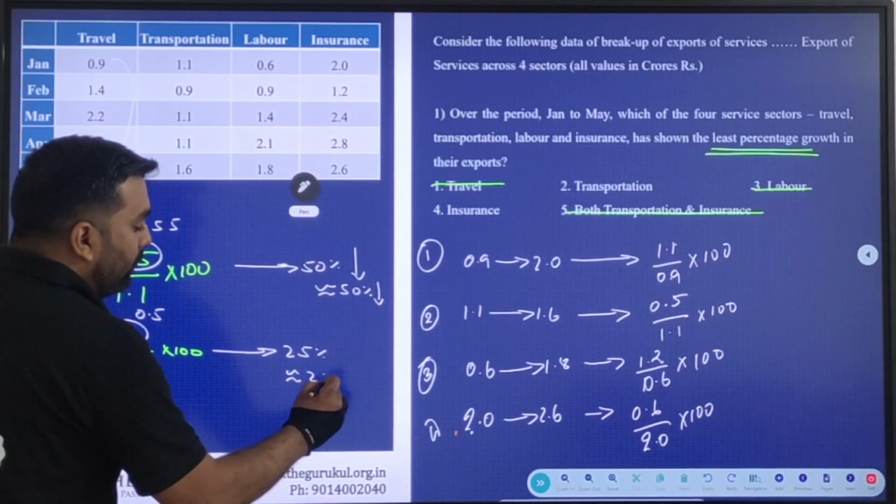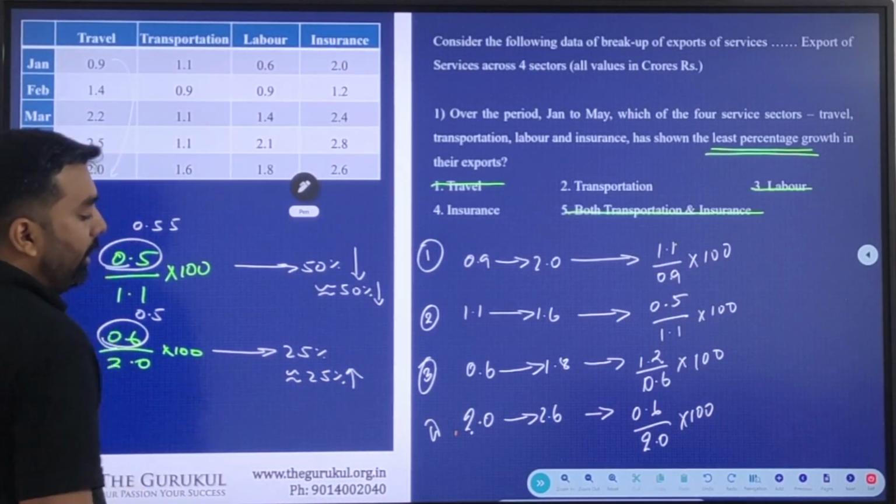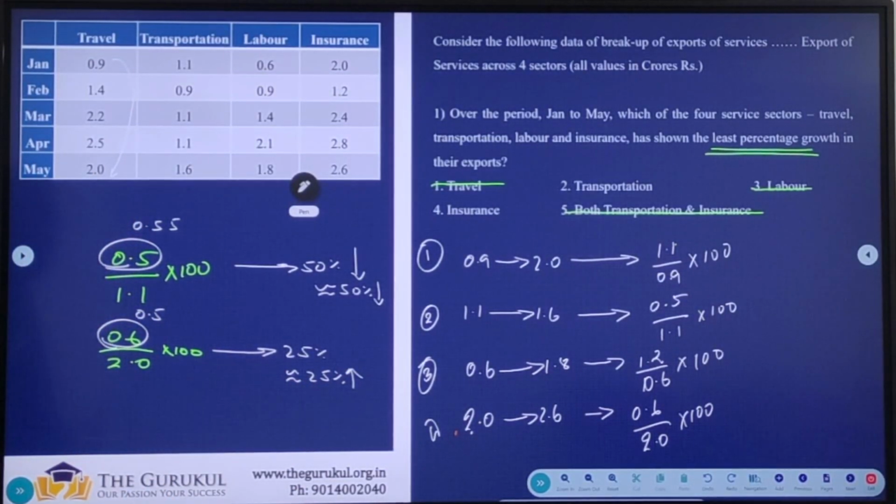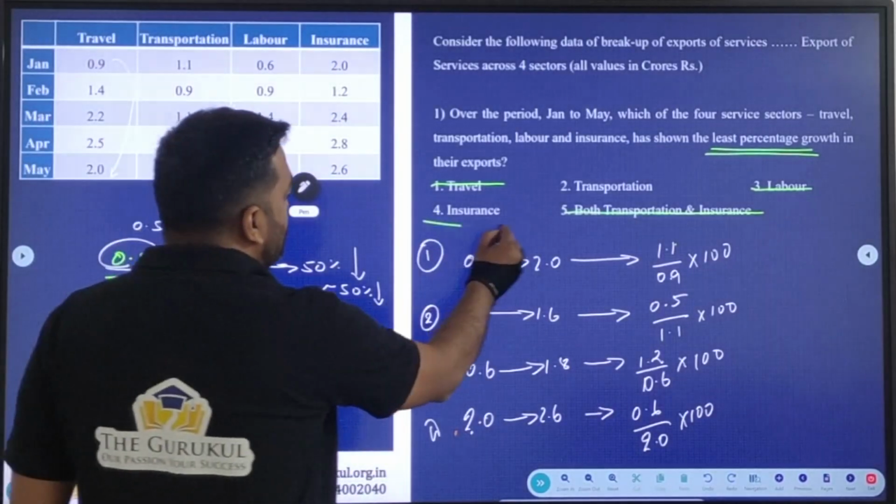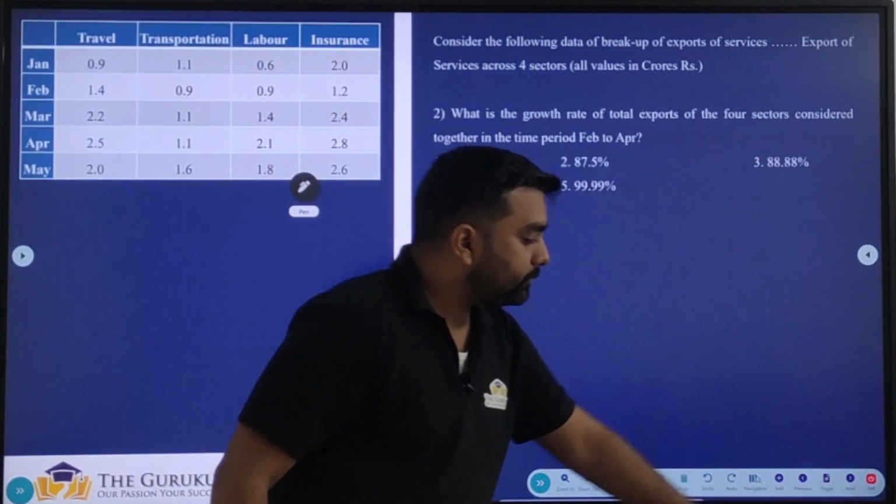So the answer should be close to 25% and more than 25%. So which one is least? Insurance is the least value.